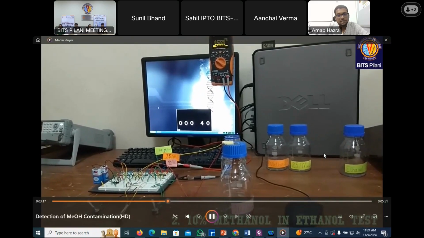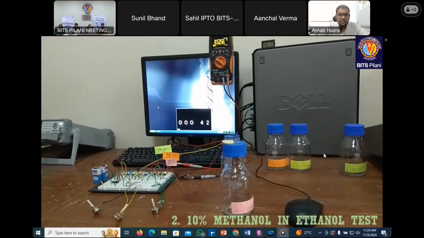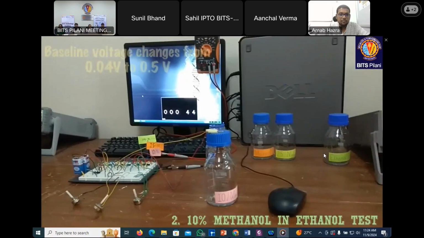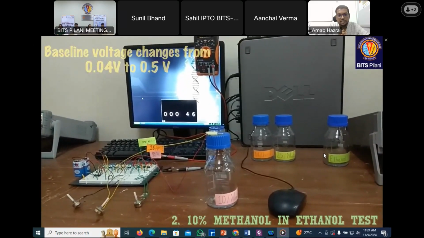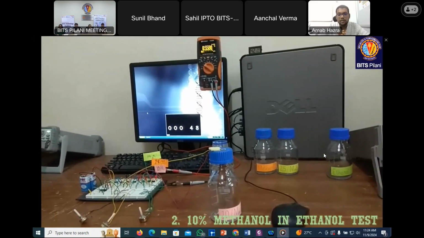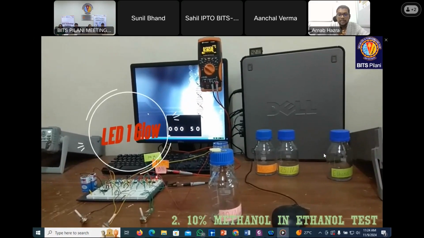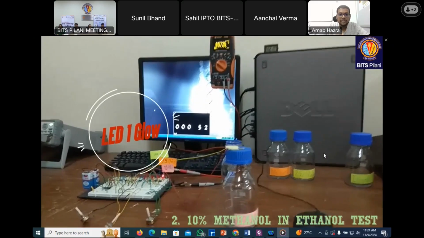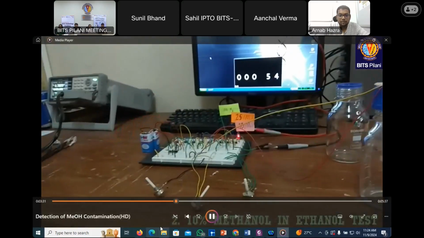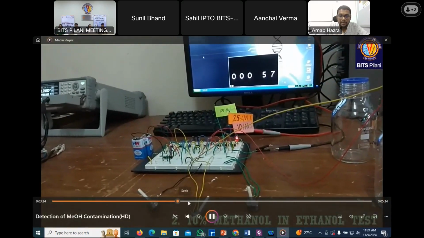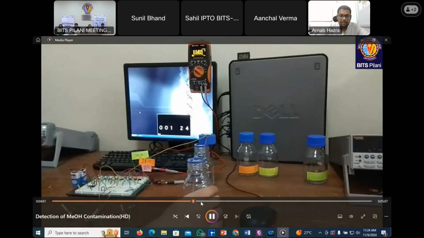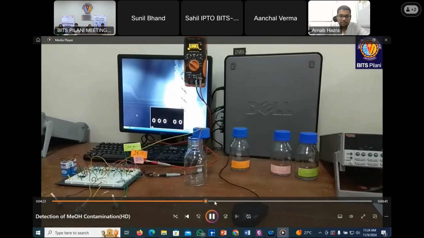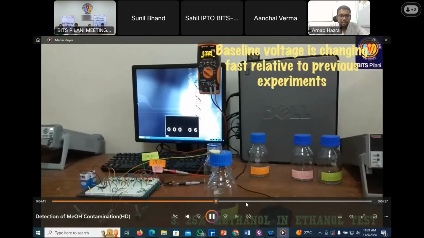As this is the concentration we are using, that is relatively less, so it is taking some time, but the result is continuously changing. So we can measure any contamination between 0 to 10%. So the first LED is blown, and it takes around 50 seconds. I can move to the next level, where we will see the 25% contamination. And of course, this measurement will be rapid.